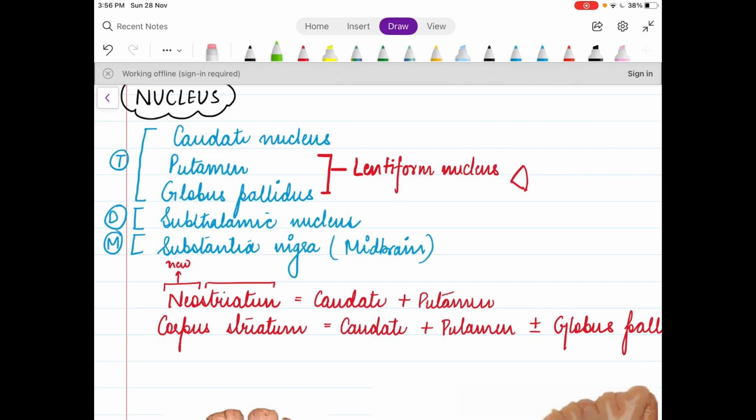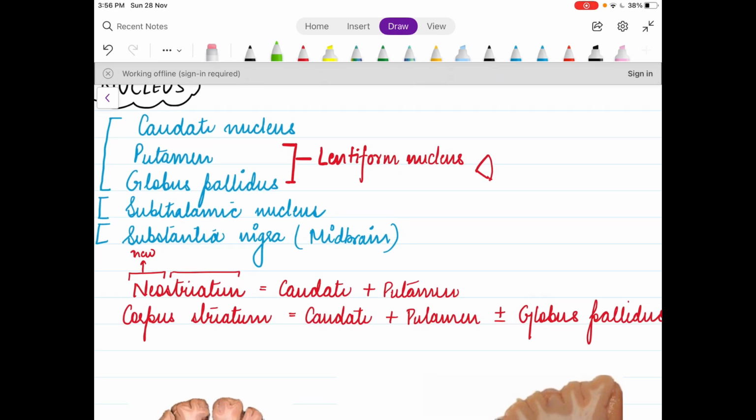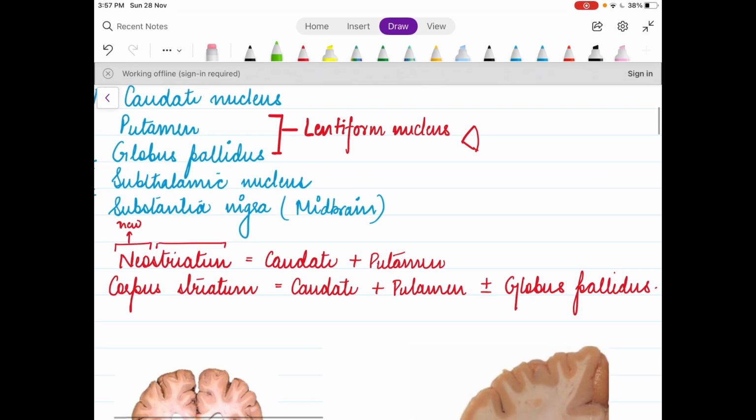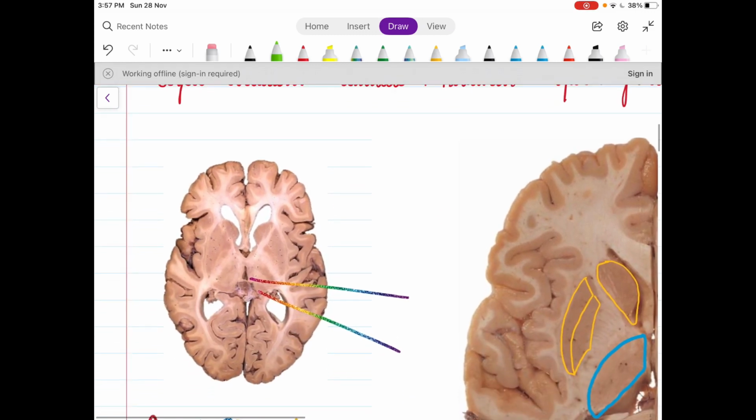The other structure is the corpus striatum. The corpus striatum refers to the caudate, putamen and plus minus globus pallidus. It is important to note why I have written plus minus globus pallidus, because there has always been a debate between the anatomists and the physiologists about whether the globus pallidus is to be included in the corpus striatum or not. So this debate will, I think, continue. Now let's get started and see.